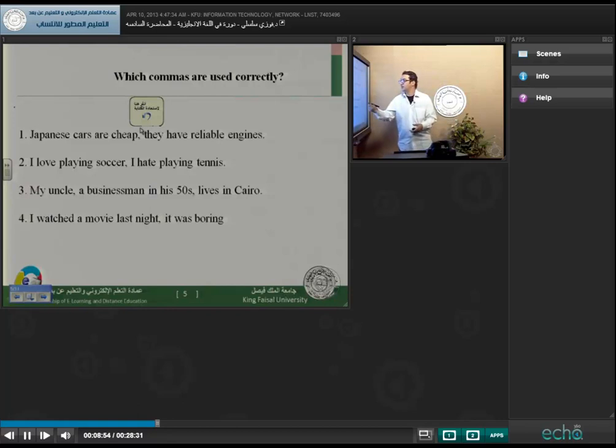Japanese cars are cheap, full stop. They have reliable engines, right? We have two separate sentences. They both make sense completely by themselves. You don't need a comma there. That comma there was unnecessary. That's what makes it a mistake. It's a mistake here because the comma was unnecessary.